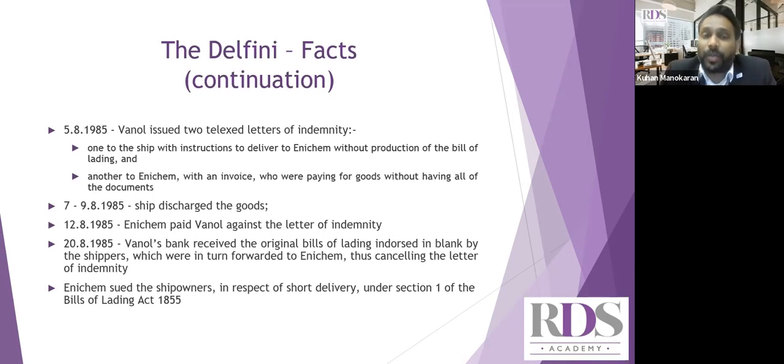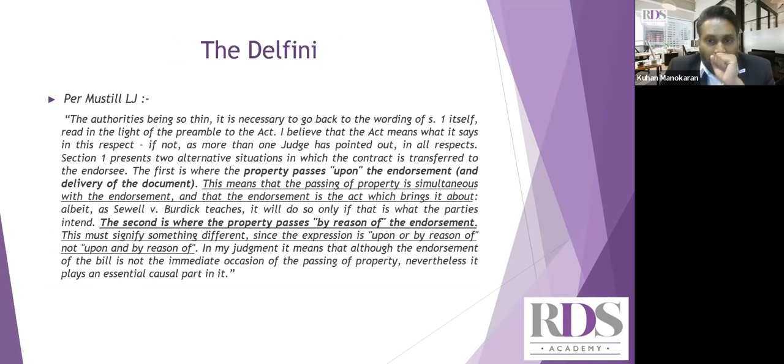Anic then sued the ship owner in respect of short delivery under Section 1 of the Bills of Lading Act 1855. Now, the court found that Section 1 of BOLA did not apply as the property in the goods did not pass to Anic by reason of endorsement of the bill of lading. Although the Court of Appeal held that the endorsement of the bill of lading need not be simultaneous with the passing of property, it did hold that the endorsement must play an essential causal role in the passing of the property. So this goes back to the earlier two elements that are required under Section 1. Now, this decision clearly did not provide a satisfactory outcome.